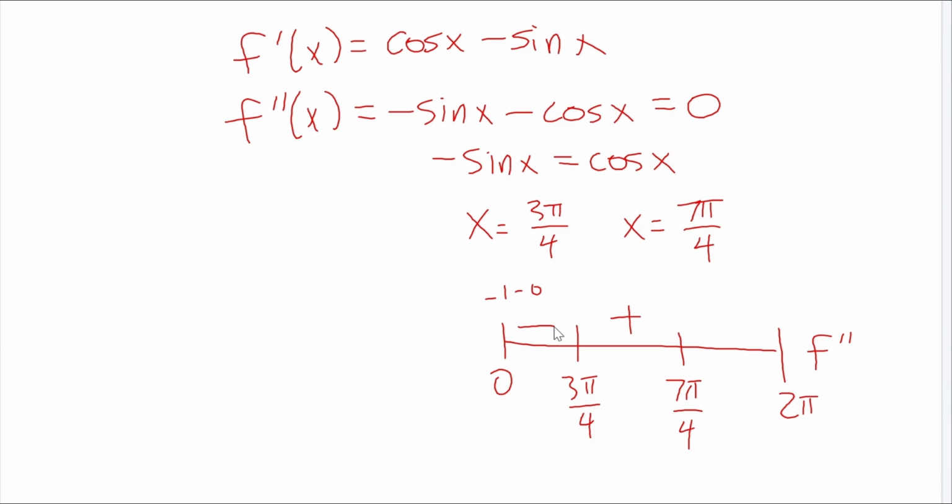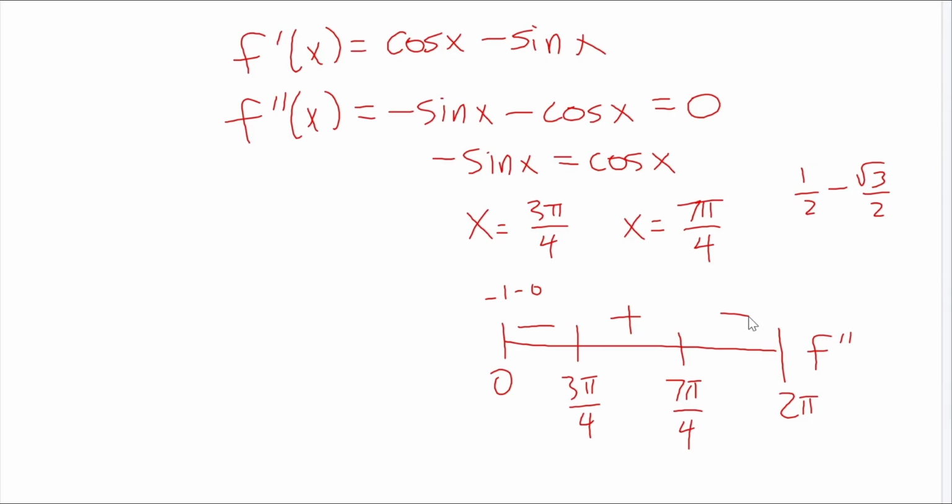And if we take something between 7 pi over 4 and 2 pi, we could take 11 pi over 6. Right? If we take 11 pi over 6, well, the sine of 11 pi over 6 is negative 1/2, so that ends up being a positive 1/2 with the negative in front. And then the cosine of 11 pi over 6 is root 3 over 2, and we can see that 1 minus root 3 is a negative, so we end up with concave down there on that last interval.